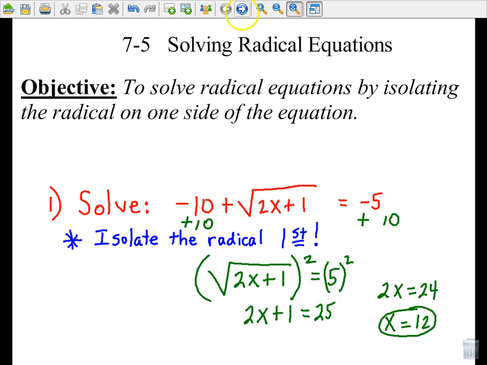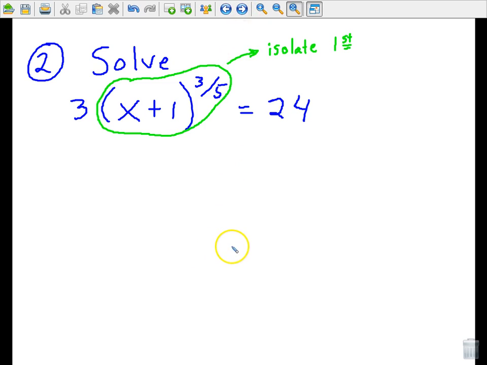Okay? All right, so for number 2, the previous slide I told you to isolate the radical first, and you might be thinking, well, where's the radical? Well, in yesterday's lesson, we said that rational exponents could be written in radical form. Somebody raise your hand and tell me what I have circled in green. What would that look like in radical form? Dalton.